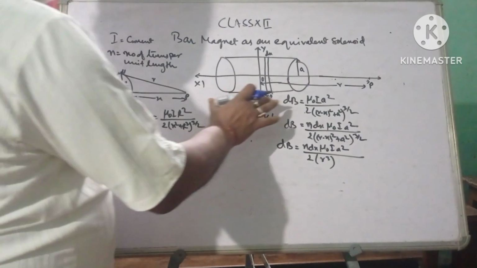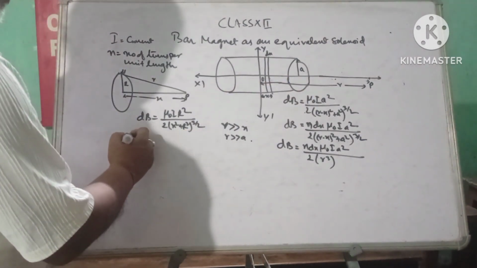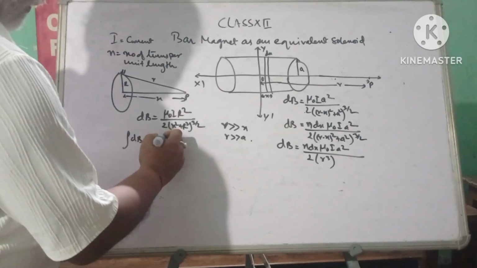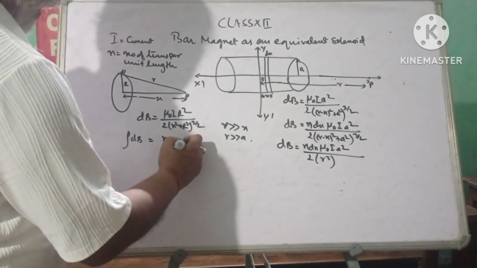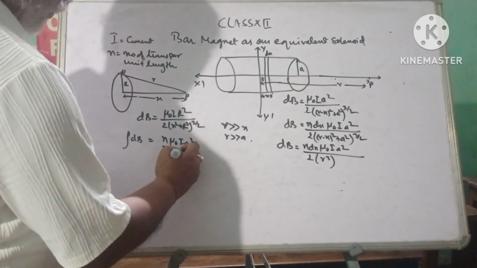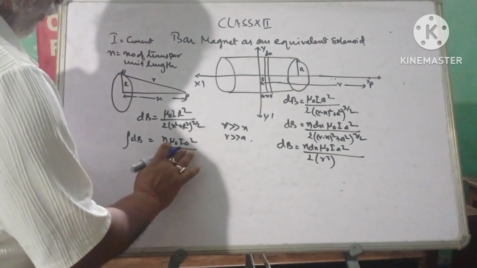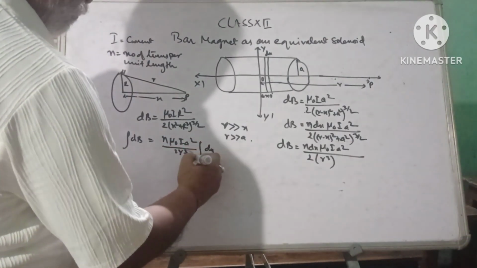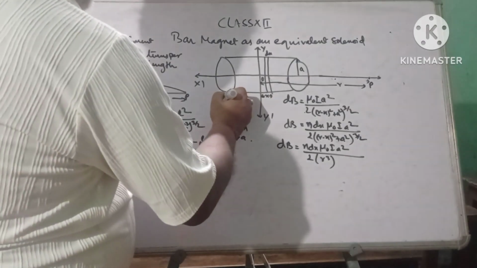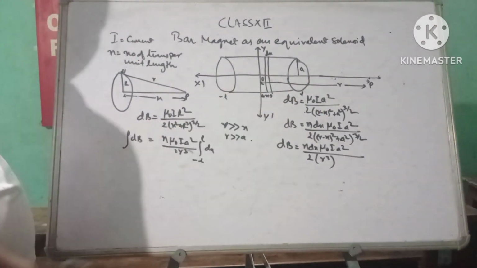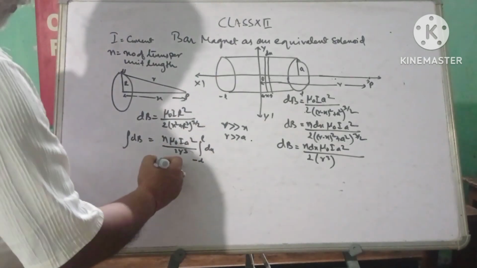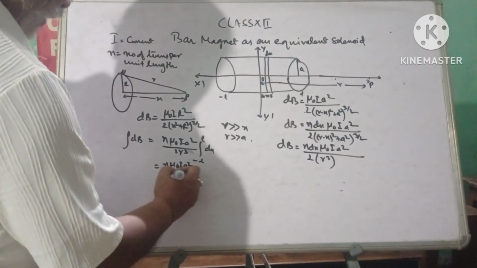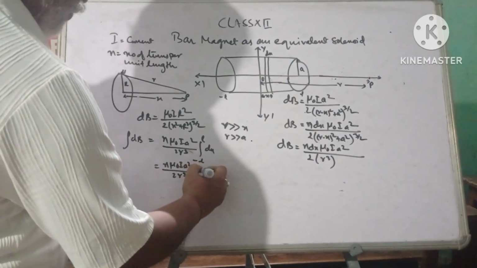Now we are going to integrate it for the whole coil. The constants are n mu naught I a square by 2 r cube, integrated dx from minus L to L. Here this is minus L, here this is L, so the length is 2L. So we get the value n mu naught I a square by 2 r cube times 2L.